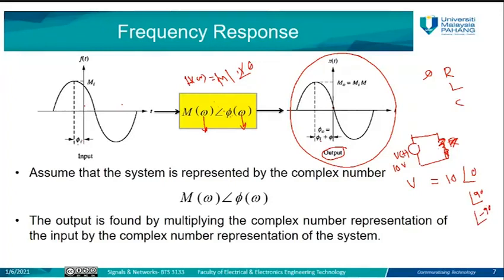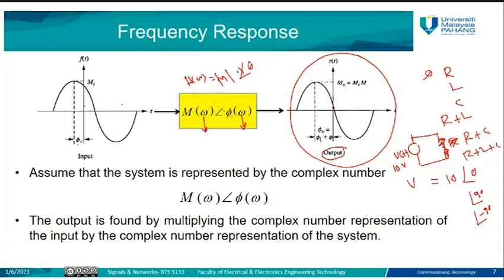So if you have only one element here, you have three options. If you have only R, the angle is 0. If you have L, the angle is 90. If you have C, the angle of this voltage is negative 90. But if you have a combination, like R plus L, or R plus C, or R plus L plus C, in this case you will have a different angle. It will not be 0, it will not be 90, it will not be negative 90.